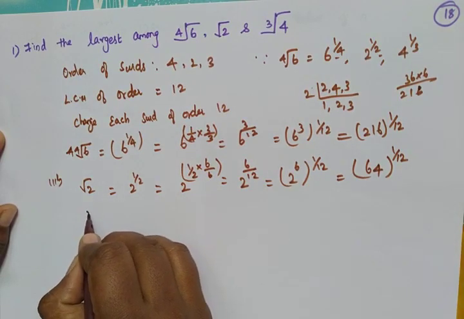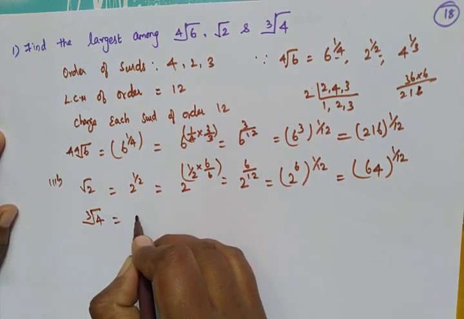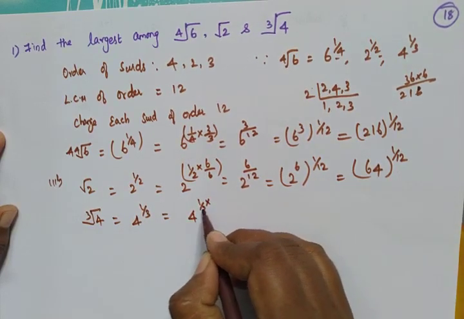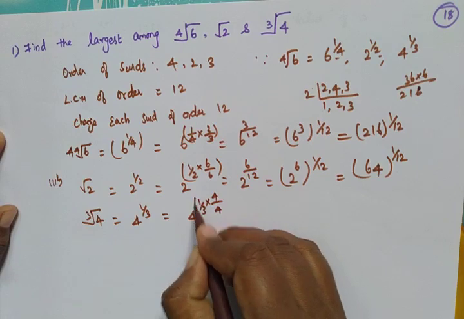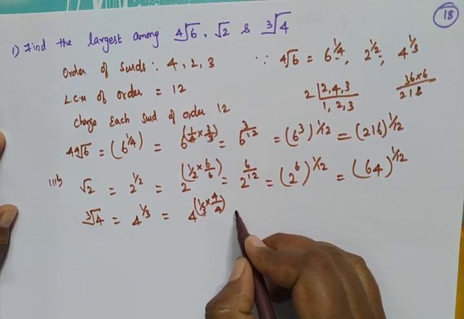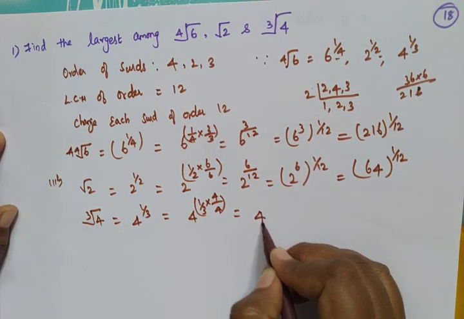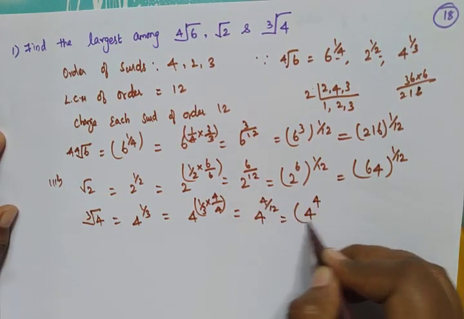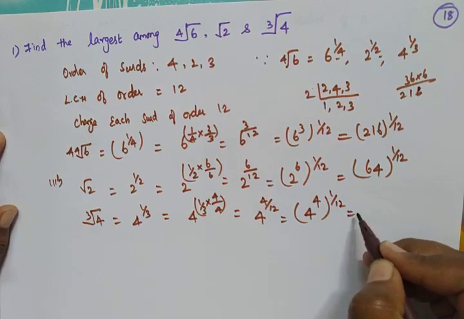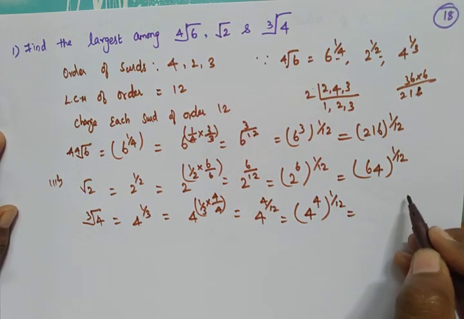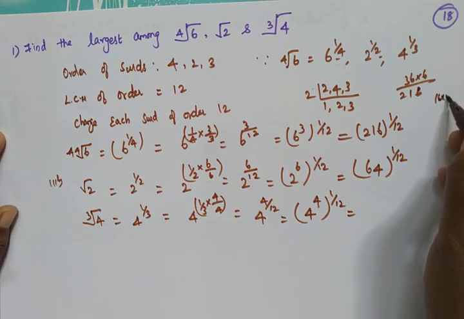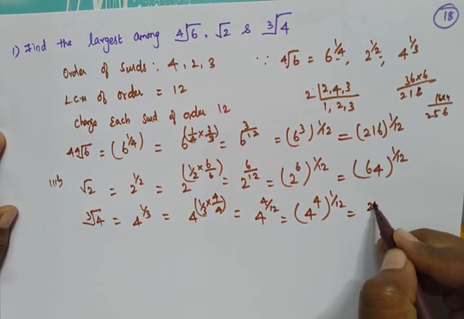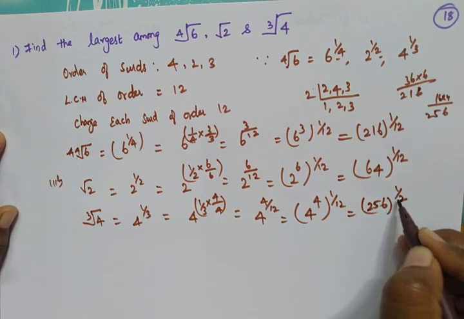And similarly cube root of 4, which is equal to 4 power 1 by 3. 3 fours are 12, so make the numerator and denominator 4 into 4. So we will have 4 power 4 by 12, or we can write this as 4 power 4, the whole power 1 by 12. 4 fours are 16, and now multiply this 16 into 4, so that we get 256 the whole power 1 by 12.